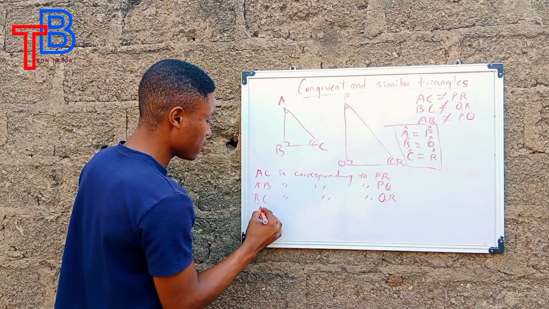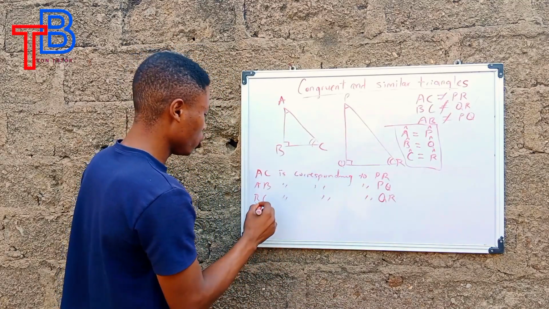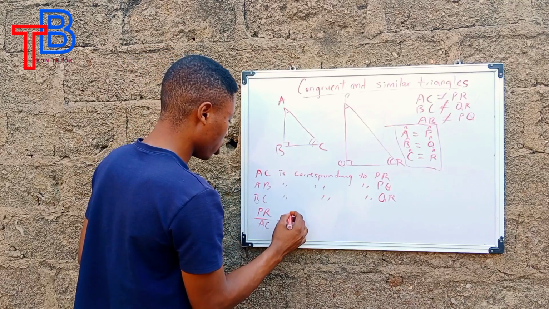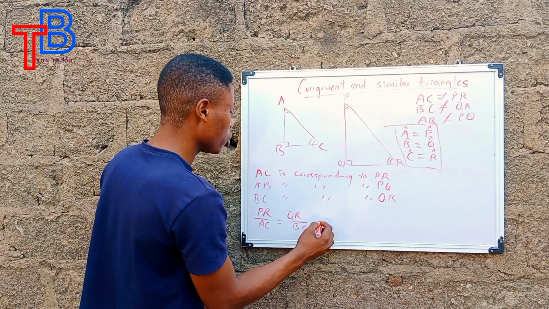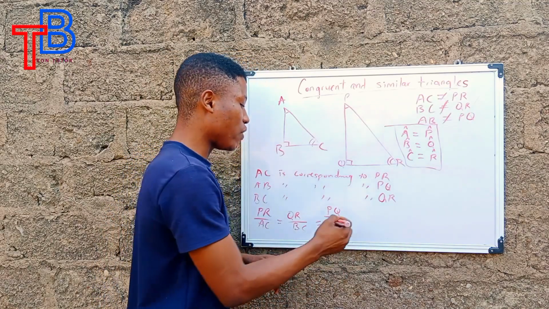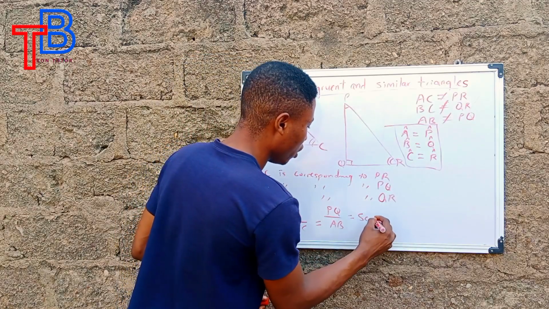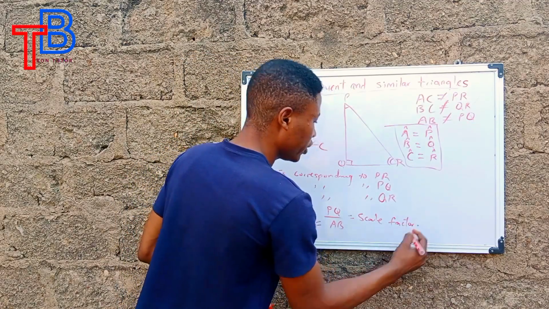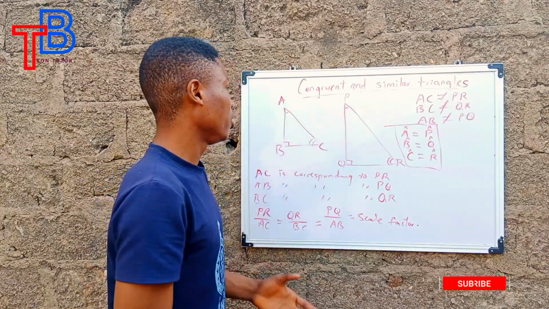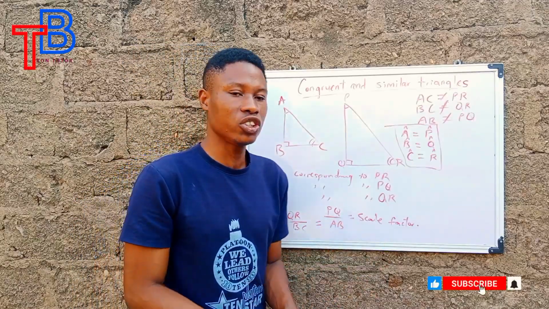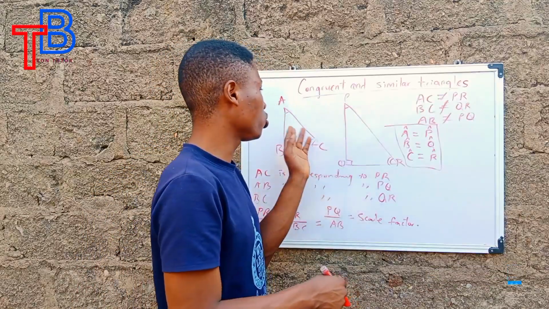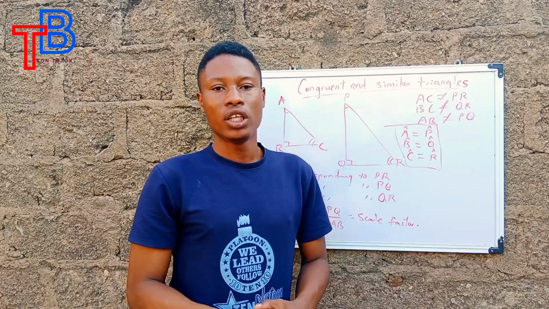That is, your PR over your AC must be equal to your QR over your BC, which also must be equal to your PQ over AB. And any value you get here is what we call a scale factor, which is the factor of magnification of these two triangles. And if you are able to get the same scale factor for these triangles, which means these two sides are corresponding to each other, you can just say the two triangles are similar to each other.